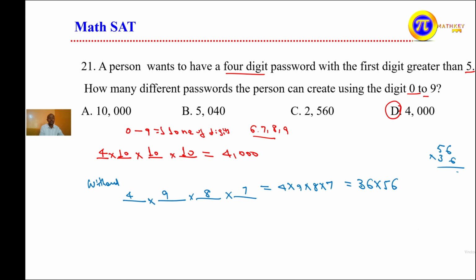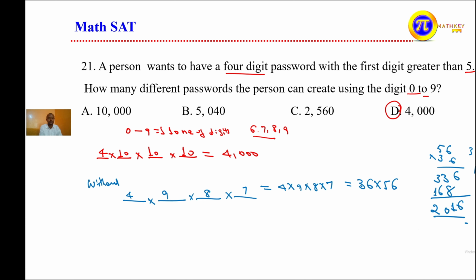6 times 6 is 36, we have 3. 5 times 6 is 30, we have 3, that is 33. 3 times 6 is 18, we have 1. 3 times 5 is 15, we have 1, that is 16. Take the result. 3 plus 8 is 11. 3 plus 6 is 9, we have 1, that is 10. We have 2. The possibility you have is 2016, if repetition is not allowed.